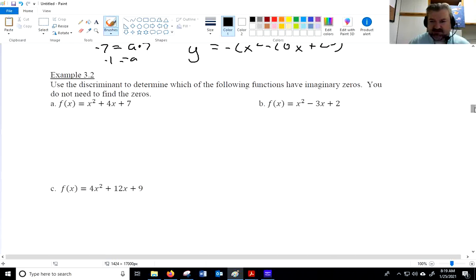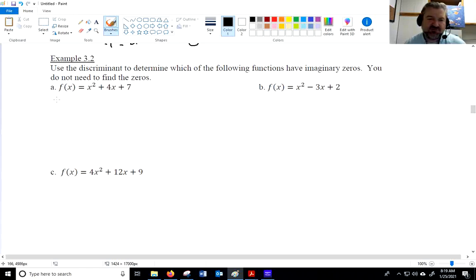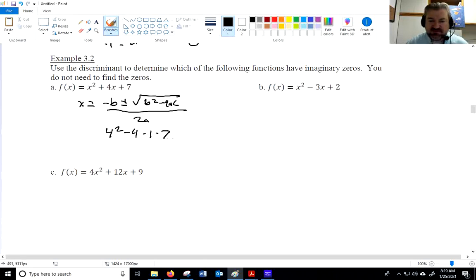All right, we got just a few more problems to do here. I want you to use the discriminant to determine which of the following functions have imaginary zeros, but we don't need to find them. Remember, in the quadratic formula, the discriminant is the part under the radical. If that part under the radical is positive, we know we're going to get 2 real solutions. If it's 0, we only get 1 real solution. And if it's negative, we're getting imaginary solutions. So b squared minus 4ac tells me if these zeros are real or imaginary. Since this is a negative number, I have 2 imaginary zeros.